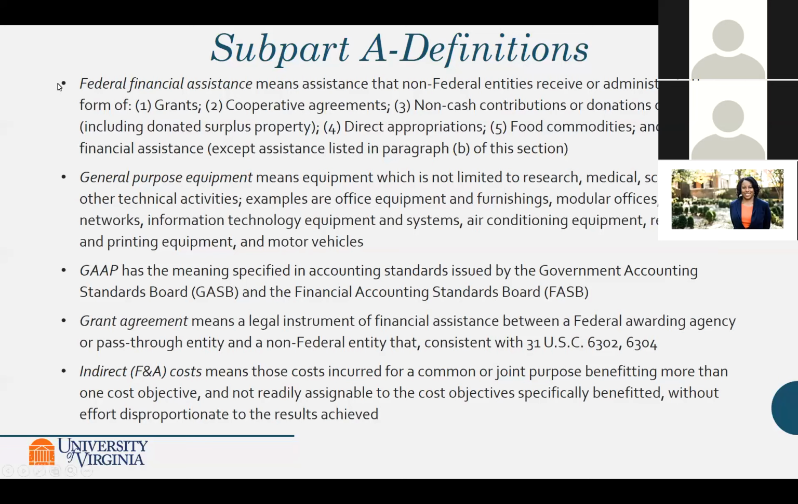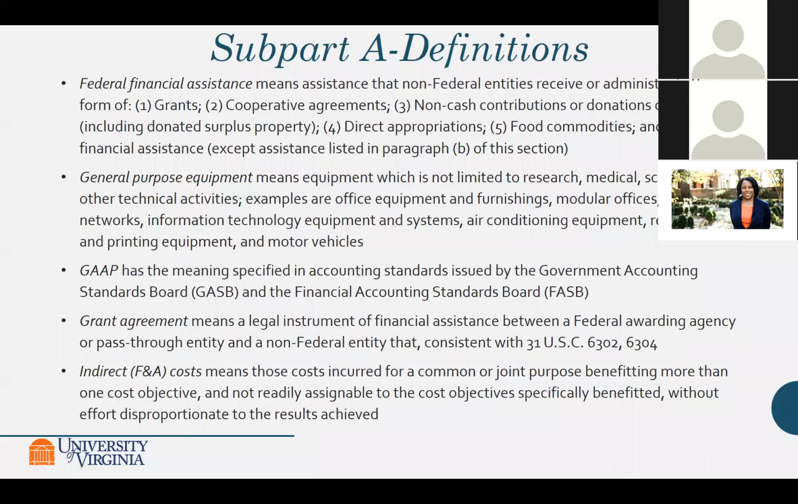So it's an important thing, and you'll note grants and cooperative agreements once again called out predominantly here as federal assistance. Grant agreement, once again, just trying to drill home the difference between grants and contracts. It's a legal instrument of financial assistance between a federal awarding agency or a pass-through entity and a non-federal entity. Indirect costs or F&A costs.